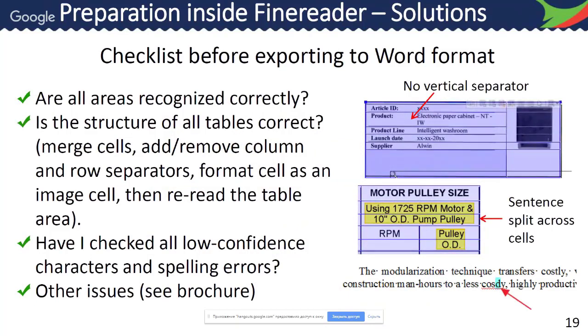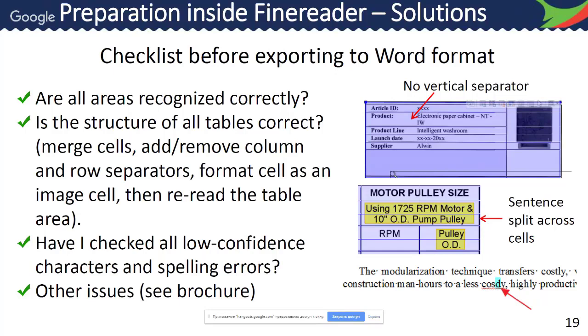After you have marked all the recognition areas on each page, you need to recognize them by using the read command in FineReader. After that, check the following things. Are all the areas recognized correctly? In other words, have they been read into text? Sometimes some parts of those areas will not be recognized correctly or not in the way that you expect them. So we might have to re-recognize those areas.